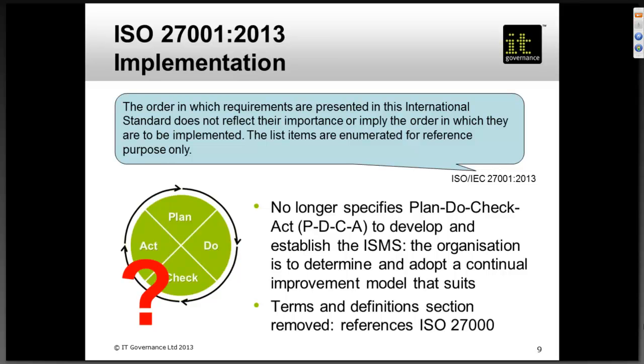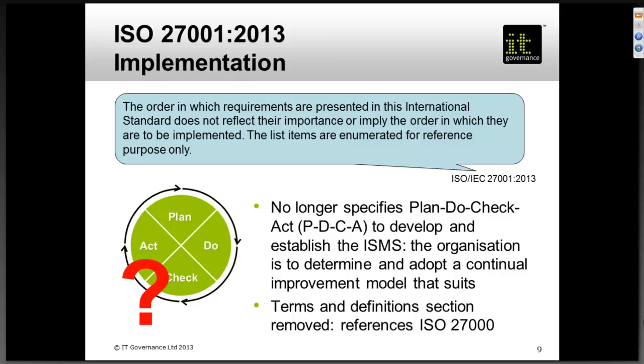You can see in the quote at the top of the slide there that the order in which the requirements are presented is not implying they should be implemented in that manner. It's providing the opportunity for organisations to adopt any continual improvement mechanism it wishes. You don't have to start with section 4 and work through to section 10. Quite some flexibility being introduced there, I would suggest.